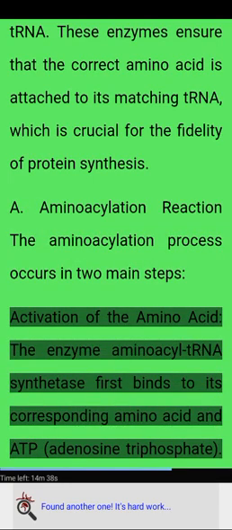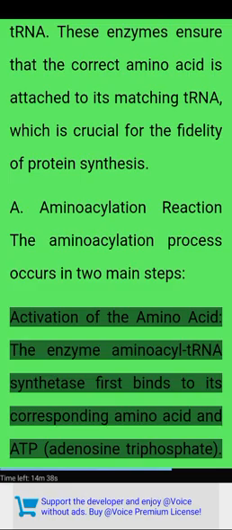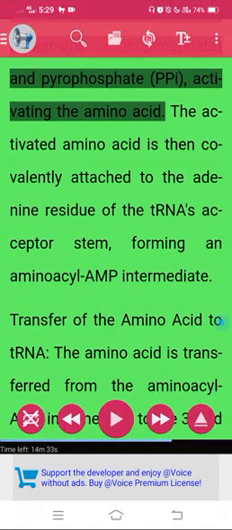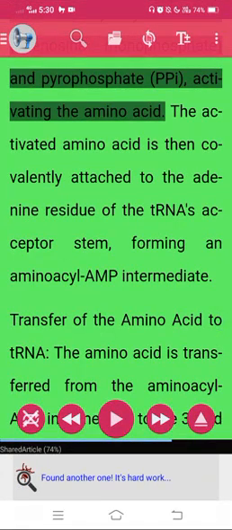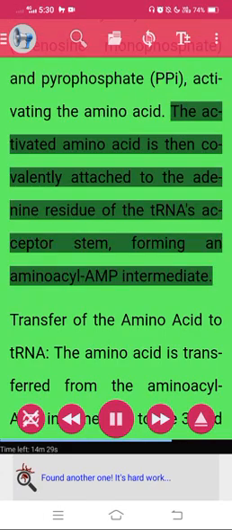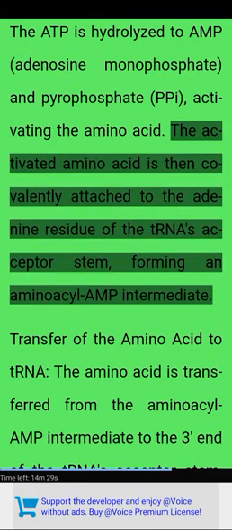Activation of the amino acid. The enzyme aminoacyl tRNA synthetase first binds to its corresponding amino acid and ATP, adenosine triphosphate. The ATP is hydrolyzed to AMP, adenosine monophosphate, and pyrophosphate (PPi), activating the amino acid. The activated amino acid is then covalently attached to the adenine residue of the tRNA's acceptor stem, forming an aminoacyl-AMP intermediate.